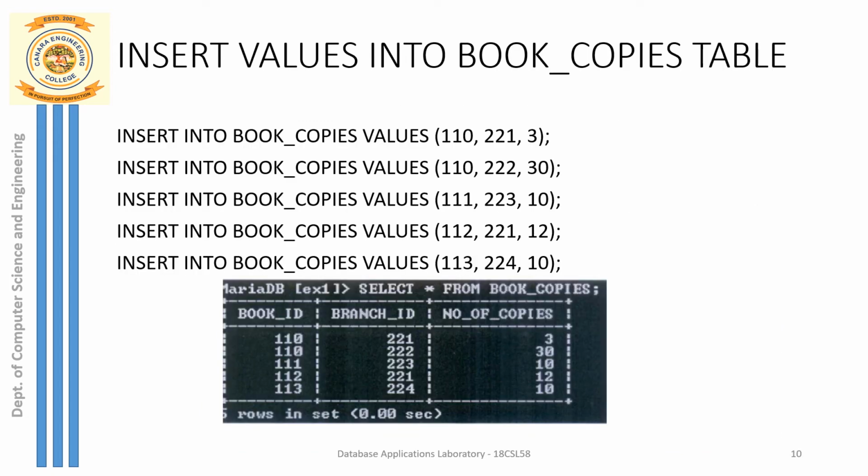The next table is the book copies table. You can see here the different values that we are entering: the first one is book ID, the next one is program ID, and the next one is the number of copies. It records how many copies of the different books are available in a particular library. So this table tells you about the different books maintained in different libraries and the total number of copies of each book maintained in each library.